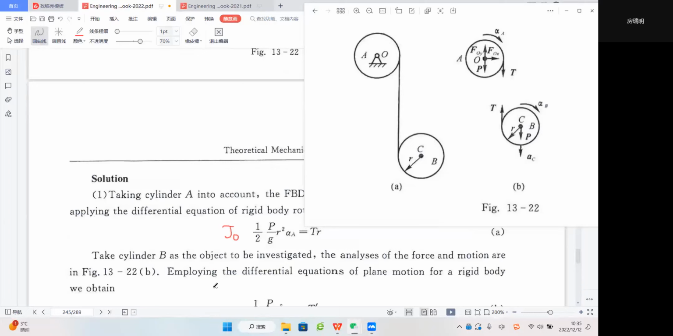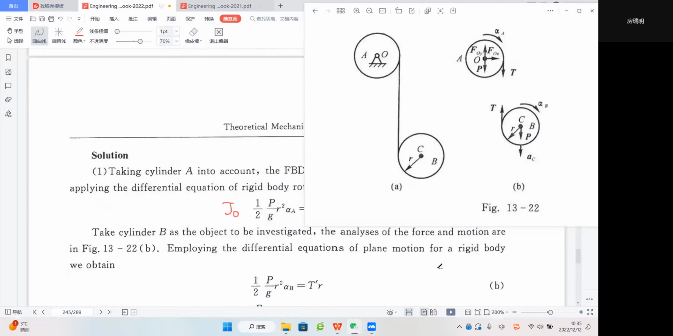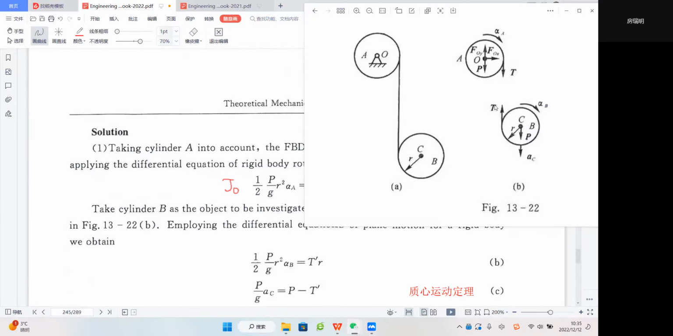Then we take cylinder B as the object to be investigated. The analysis of force and motion is also shown on this figure. So we can employ the differential equations of plane motion for a rigid body. We have here, let's see, this is the T prime, or we can just use T. So we also have half PG R squared alpha B, right? So this is the rotational part.